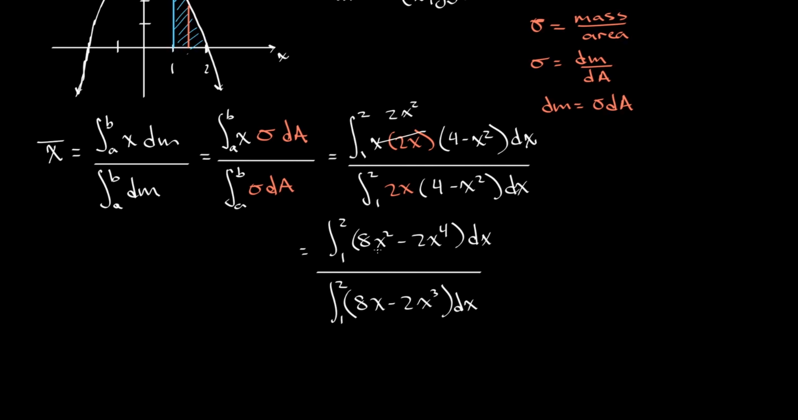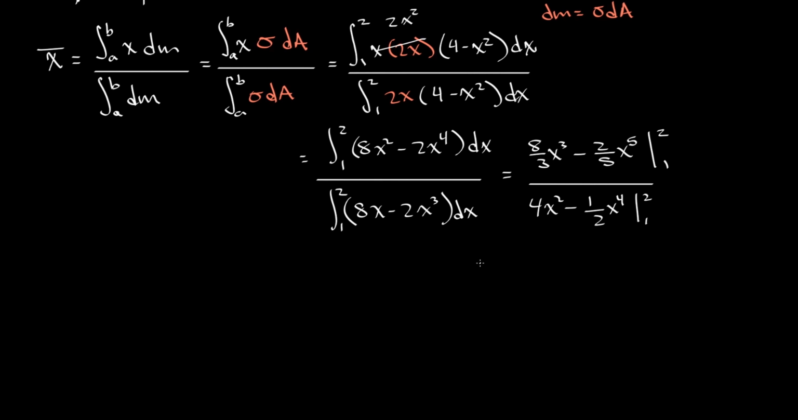Now let's anti-differentiate and evaluate. So we're going to get what? In this numerator here, we're going to have 8/3 x cubed minus 2/5 x to the 5th, and then we're going to evaluate this at 1 and 2. All right, and then in our denominator here, we're going to have 4x squared minus 1/2 x to the 4th power, evaluating at 1 and 2. And let's see what we get.